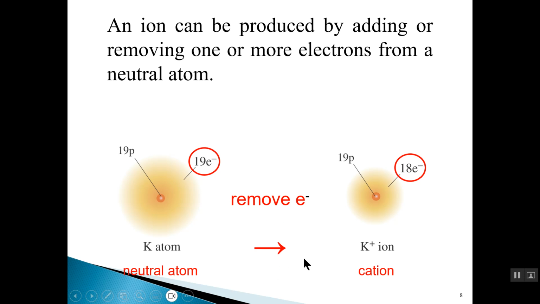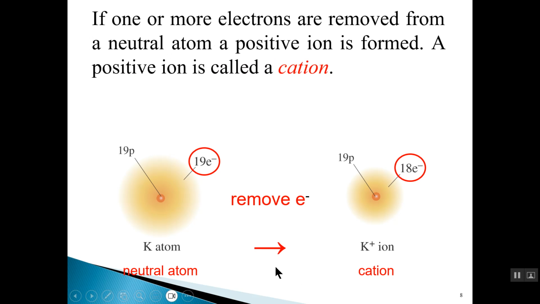That's what happens in the case of sodium and in the case of potassium. When you remove an electron, you end up with the potassium ion, which has a +1 charge. As stated here, if you have a structure where 1 or more electrons are removed, then a positive ion is formed, and that positive ion is called a cation.